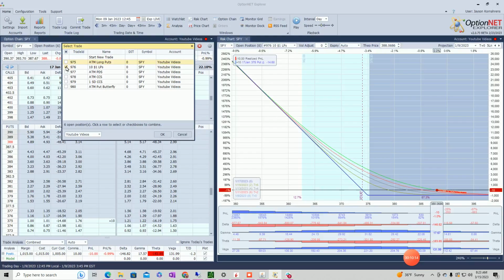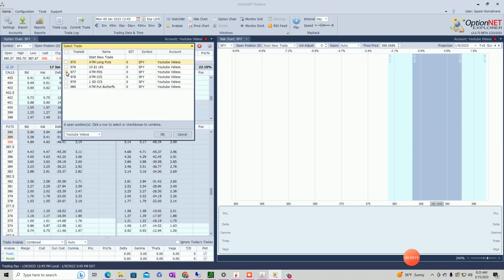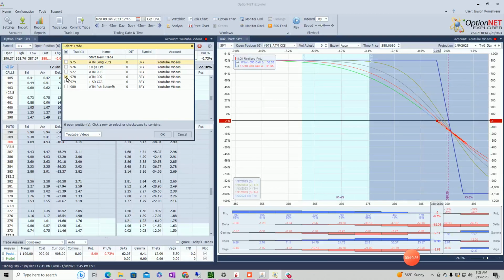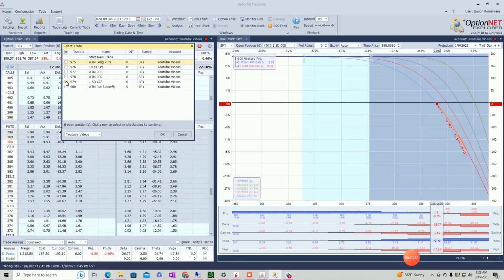$10. So that's basically 10 puts at $1. And that's what the risk graph looks like there. The at the money put debit spread, same setup. The at the money call credit spread. So this is a credit spread, and we're using calls this time. And then of course we're going to use the 1 standard deviation call credit spread.